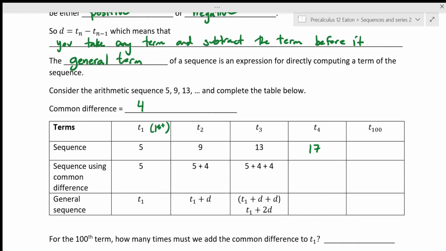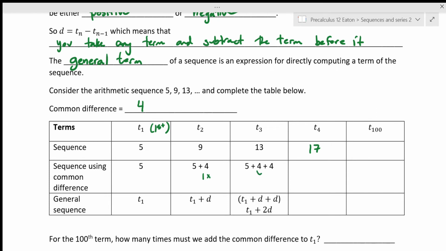So what I'm going to do instead is I'm going to try to look for a pattern that will enable me to find T100 without having to do all of that addition. So we've got 5. So that's our first term. Our second term is 5 plus 4. Our third term is 5 plus 4 plus 4. So what I'm going to look at just the number of times I've added 4. So here, to find the second term, I've added 4 one time.